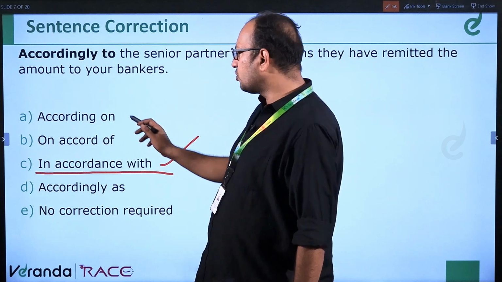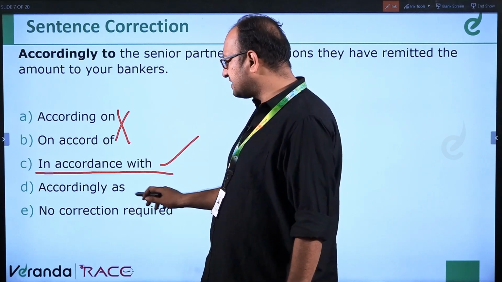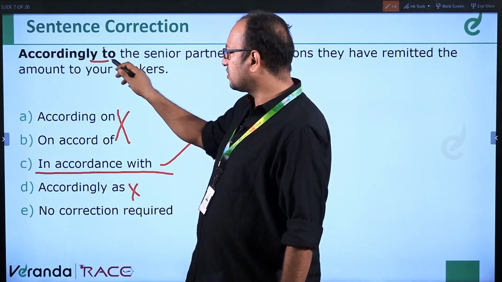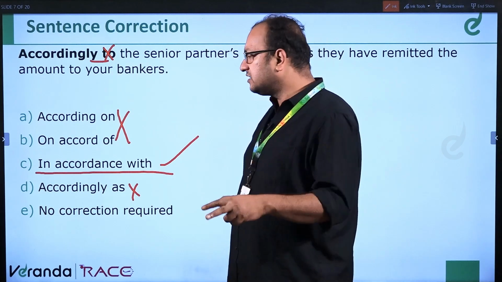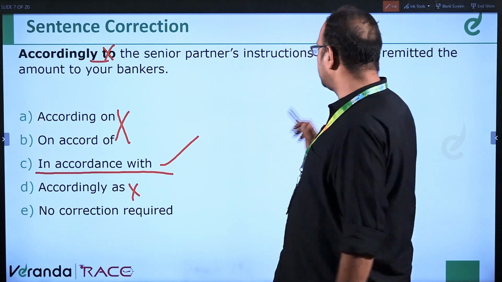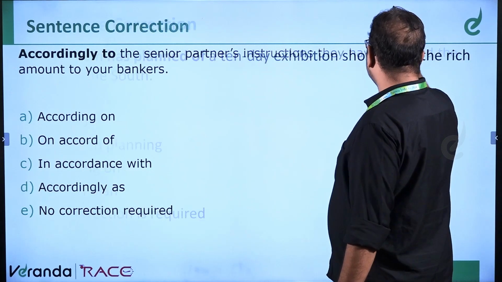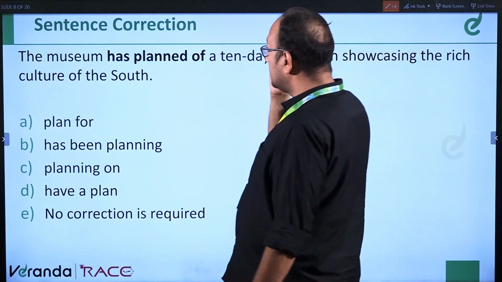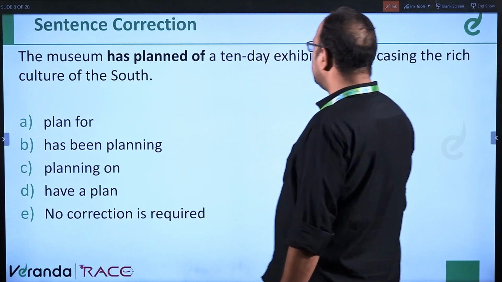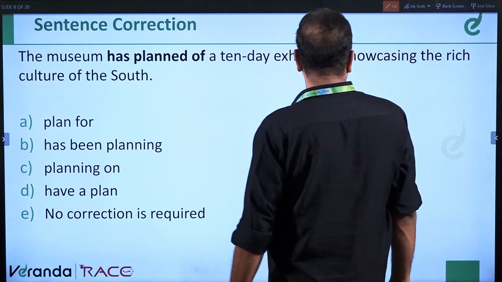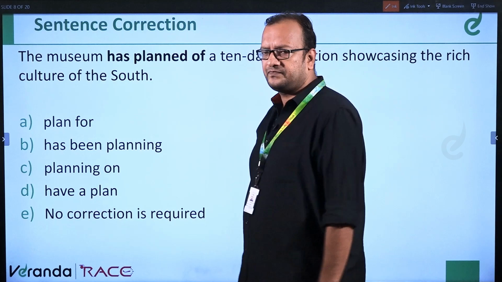According on, accord of are incorrect options. Accordingly is incorrect. And this is outright incorrect. Accordingly to. According to or in accordance with. Though these are two correct answers. Clear? Next question. The museum has planned of a 10-day exhibitions showcasing the rich culture of the South.